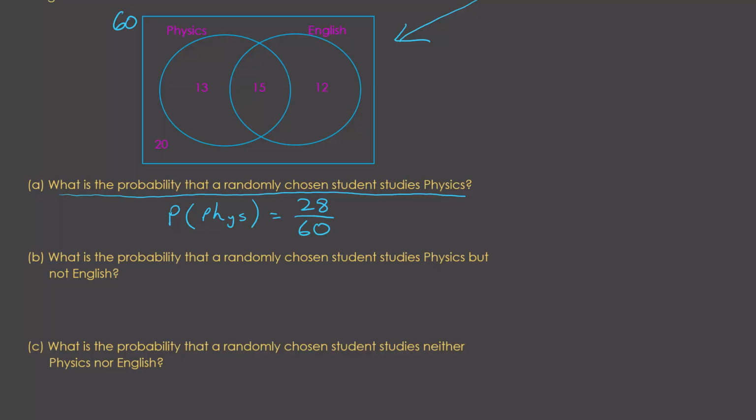What's the probability that a randomly chosen student studies physics but not English? Physics but not English are these people. They're in the physics circle but not in the English circle. And therefore the probability that they do physics but not English, that's going to be 13 out of 60. We could actually write that as physics intersection not English, meaning physics and not English.